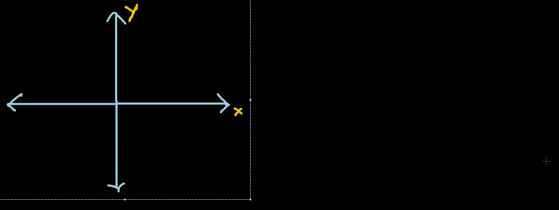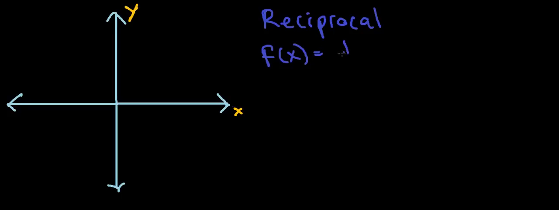And finally, we're going to do the reciprocal. Reciprocal. So that's f of x is equal to 1 over x, or y is equal to 1 over x. And the graph looks like this.